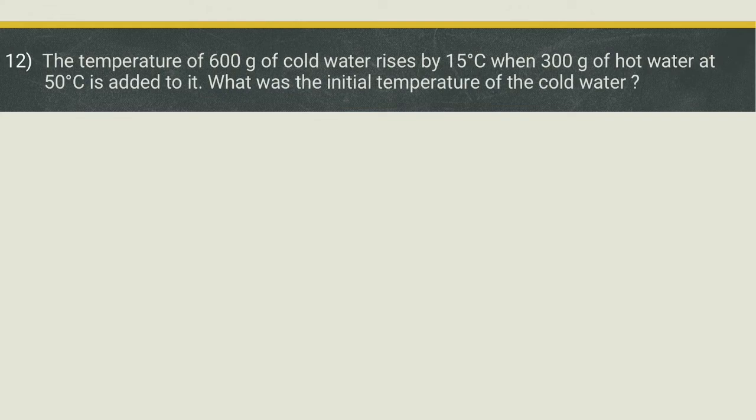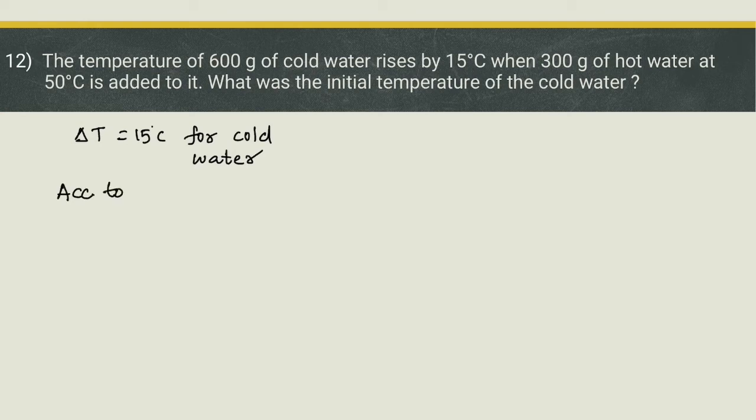12th, the temperature of 600 gram of cold water rises by 15 degrees Celsius. So delta T is given, 15 degrees Celsius, for cold water. Remember, 15 degrees Celsius is neither initial nor final. It is the change in the temperature for cold water. And this happens when 300 gram of hot water at 50 degrees Celsius is added to it. What was the initial temperature of cold water?